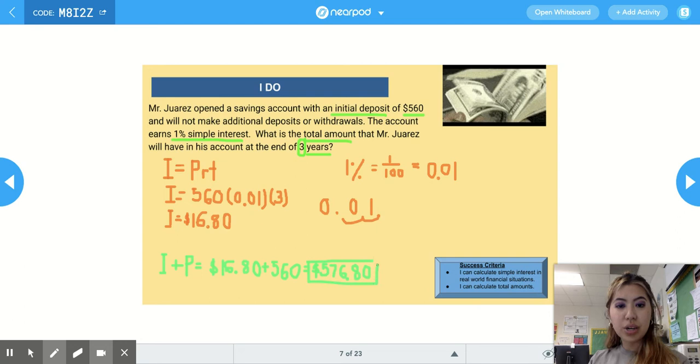And that is our answer. So according to our success criteria, we can calculate simple interest. So that's what we did first. And then we calculated total amounts, which is what we did to get our answer to this problem.